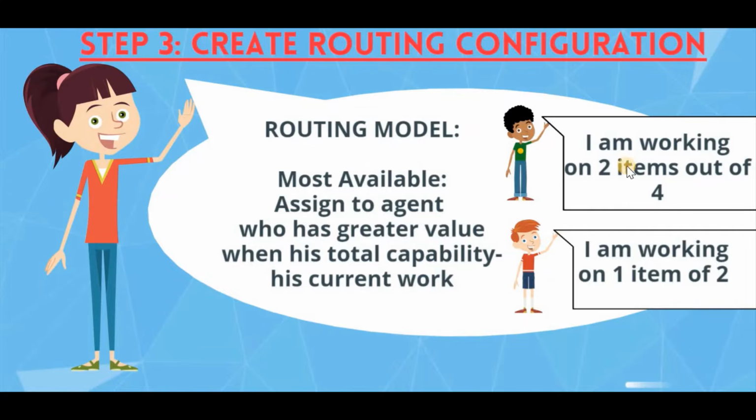So if you see, one is working on more items and the other is working on fewer items. But most available says it has to be the total capability minus his current work. So he can work on 4, right? 4 minus 2 makes it 2. And here it makes 2 minus 1 equal to 1. Who is having the greater value? Obviously this guy, because 4 minus 2 is 2. So OmniChannel will assign that particular work to the first person, because he is having 4 minus 2 equal to 2.